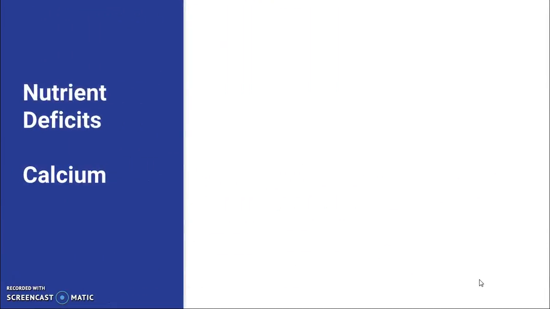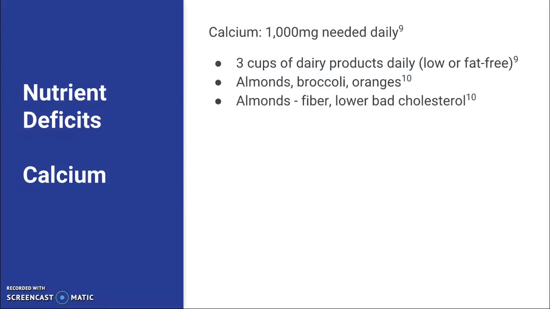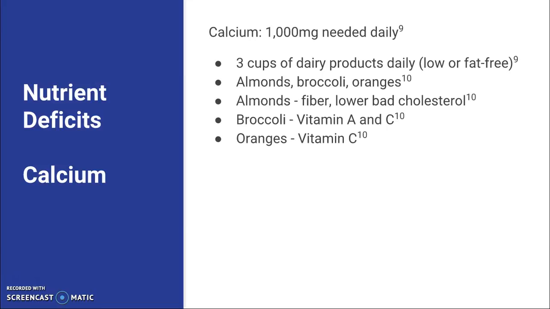So, some nutrient deficits. These are the ones that are now on the label. We're talking about calcium. So you need about 1,000 milligrams a day. And calcium you can get in 3 cups of dairy products, low or fat-free. Almonds, broccoli, and oranges. Almonds have fiber, and they help lower bad cholesterol, that LDL. Broccoli has vitamin A and vitamin C in it as well, so you're covering a few different bases eating your broccoli. Plus it makes your hair curly. And then, of course, oranges have tons of vitamin C in them as well.